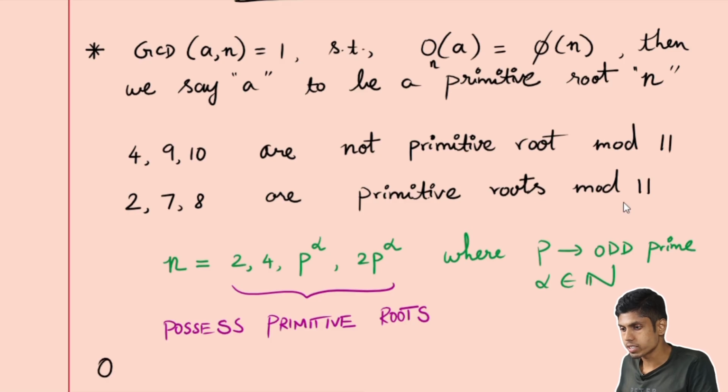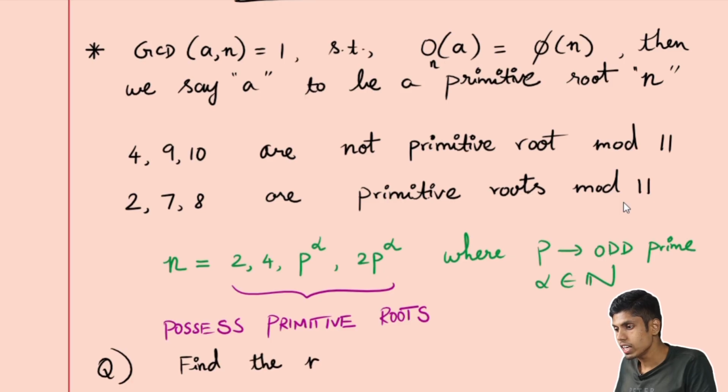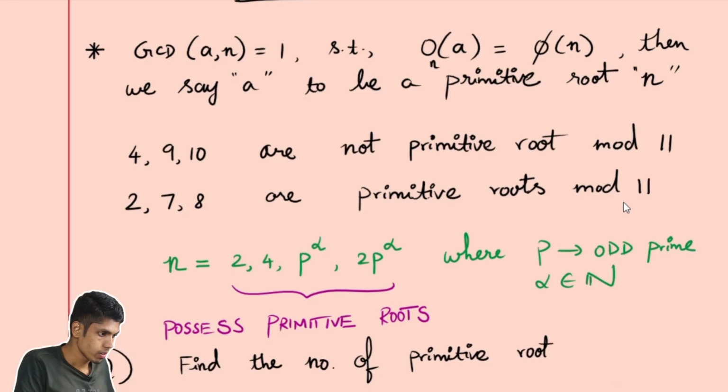As a challenging question, try out the following. Find the number of primitive roots for each of them. Each of 2, 4, p power alpha and 2p power alpha. I can give you a small hint over here.